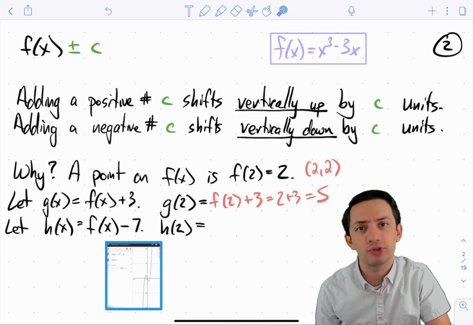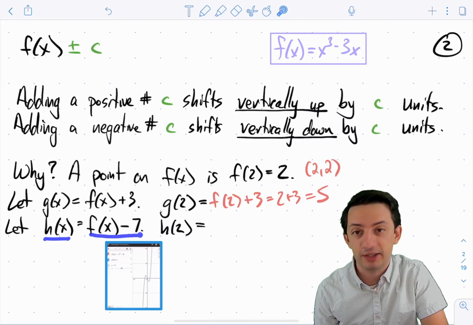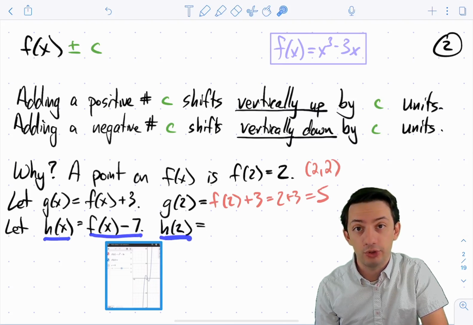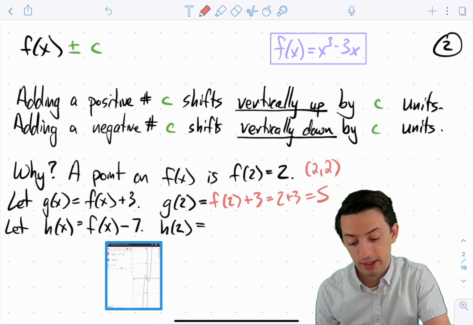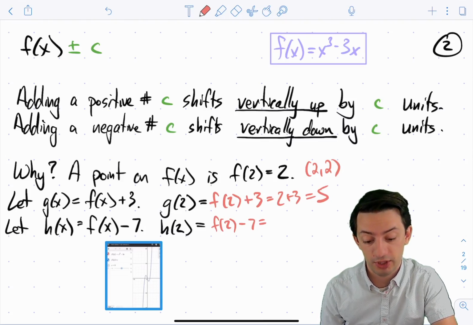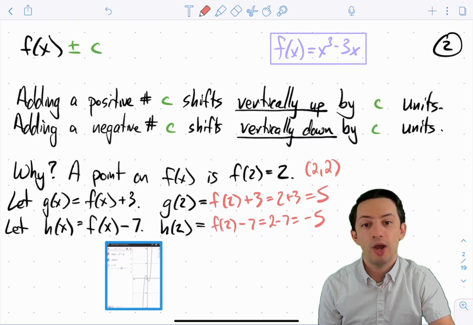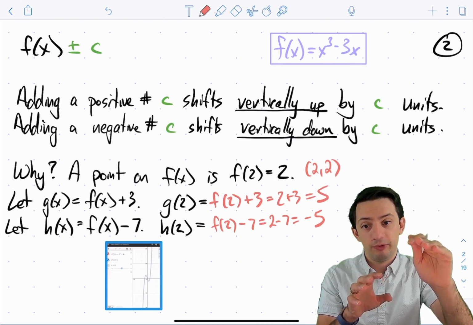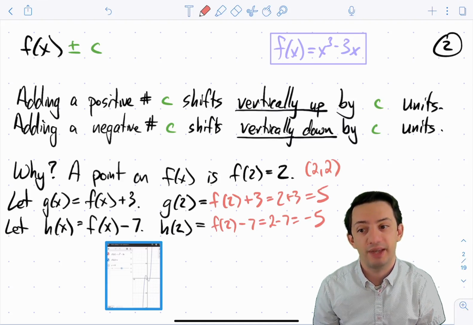And that should make sense that if you subtract a number, the same thing happens in reverse. If I define h of x to be f of x minus 7, then what happens to the point that was at (2, 2)? Now the point at x equals 2 is f of 2 minus 7. f of 2 is 2, so that's 2 minus 7 equals negative 5. So every point that was on f, I evaluate it, that's the height it was before, and then I subtract 7, and that's the height it is now. So every point moves down by 7.